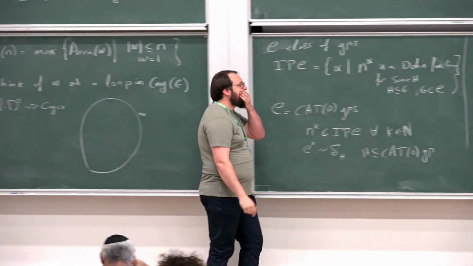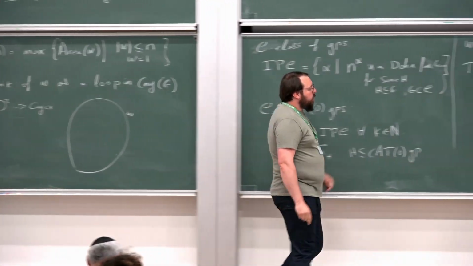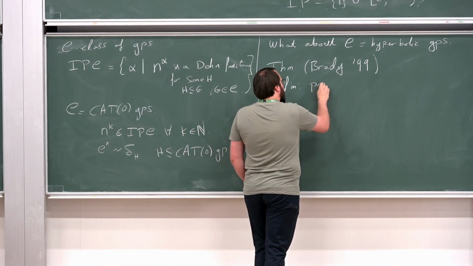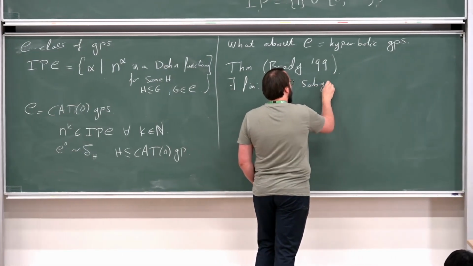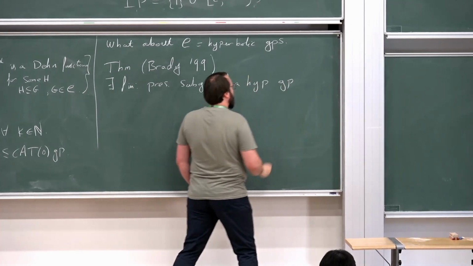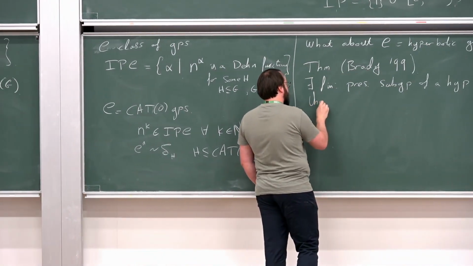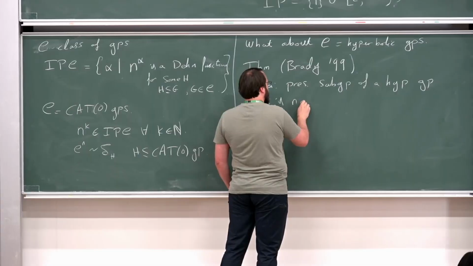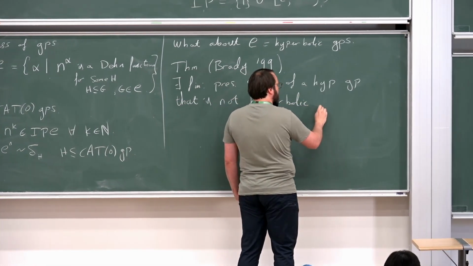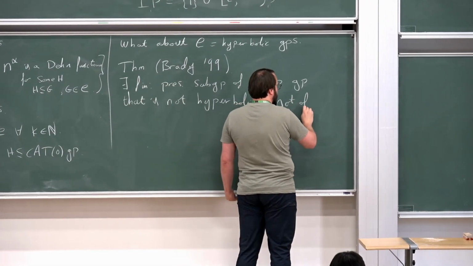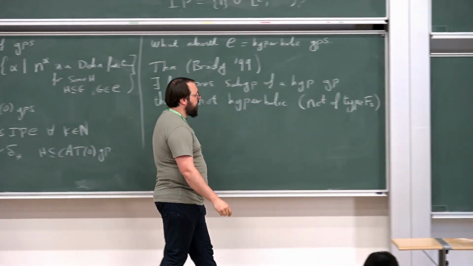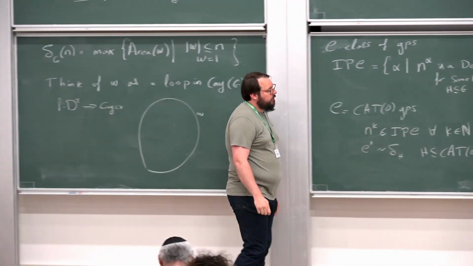got where I am. So it's the theorem of Brady from '99, which says that there exists a finitely presented subgroup of a hyperbolic group that is not hyperbolic. Right, so the way you prove this, it's another one of these things where if you know what I'm writing, then you probably know the story, and if you don't, then it's not helpful.